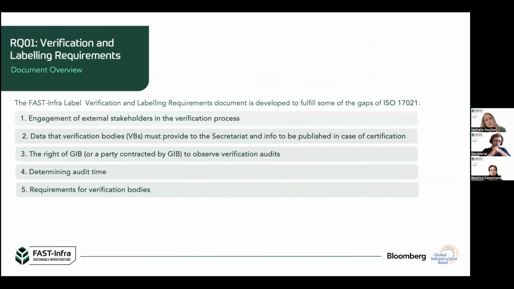And basically, these are 5 key points. So we ask them to engage with external stakeholders during the verification process. Then we detail also in this document a bit more the data that the verification body must provide to the Secretariat, and also the information that they need to publish in case of certification of the project. Then there are some details on the right of the Secretariat to observe verification audits, some specifications also on how to calculate the audit time a verification body needs to assess a project. And finally, what are we asking the verification body to bring when they apply to become a verification body?